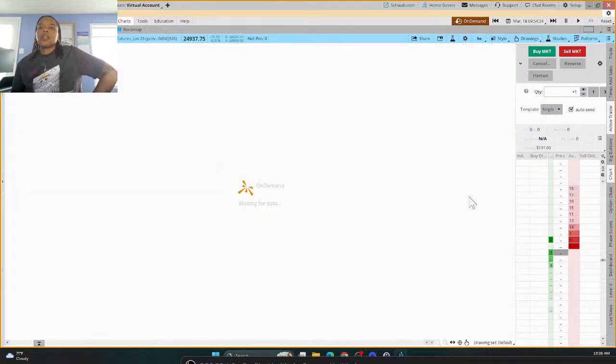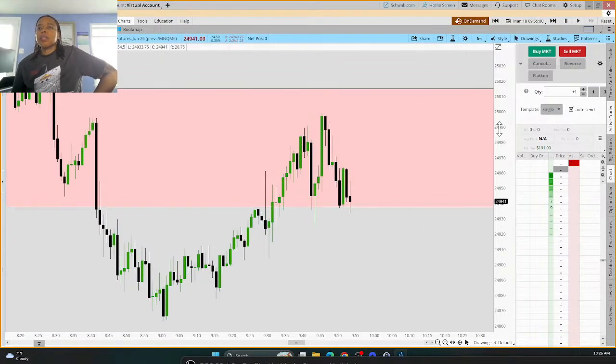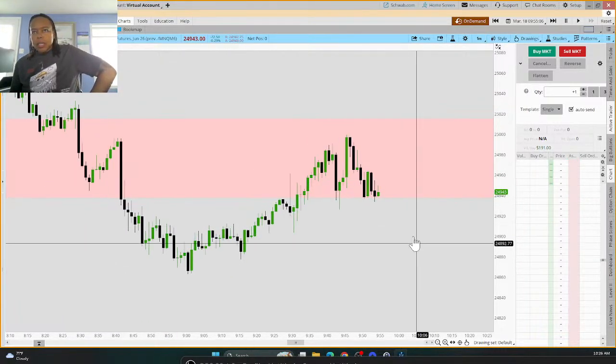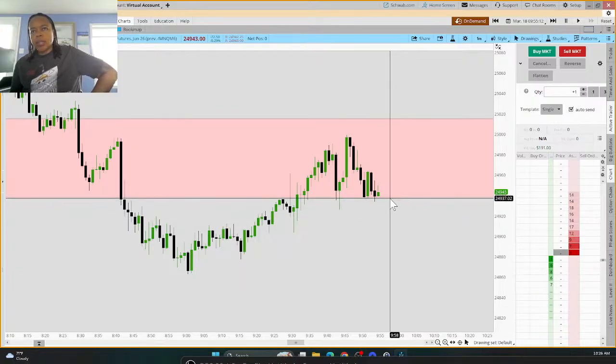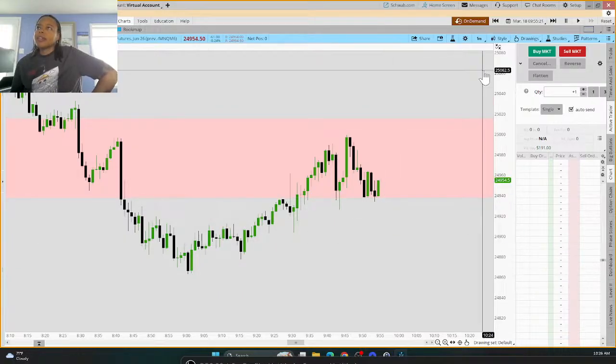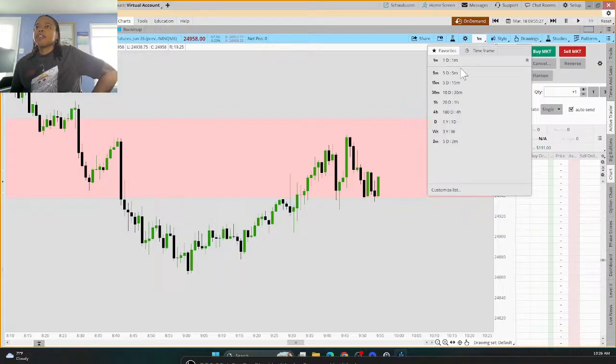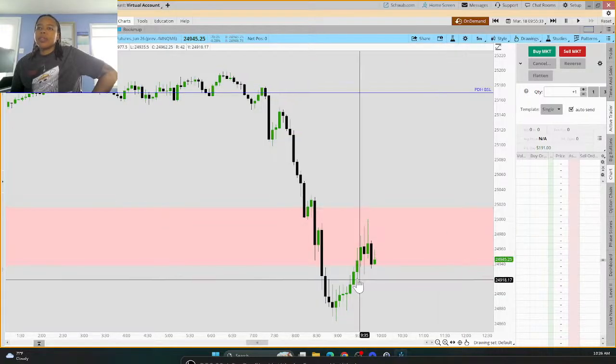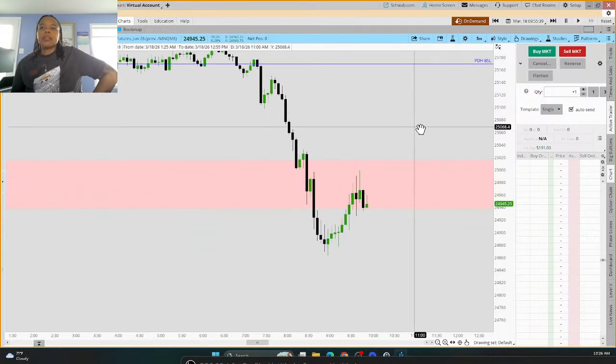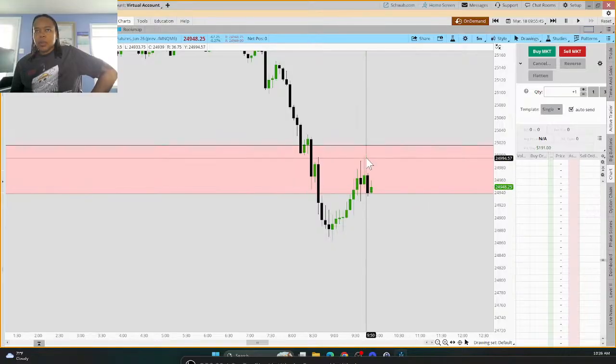All right. It's looking like we're about to get something semi-decent. Still not doing it. Dang. Let's look at that 5 minute candle. Still didn't close below it. Damn it. Okay. So this is the order block right here.